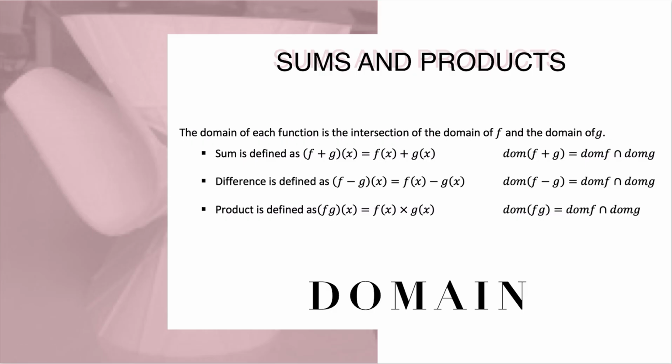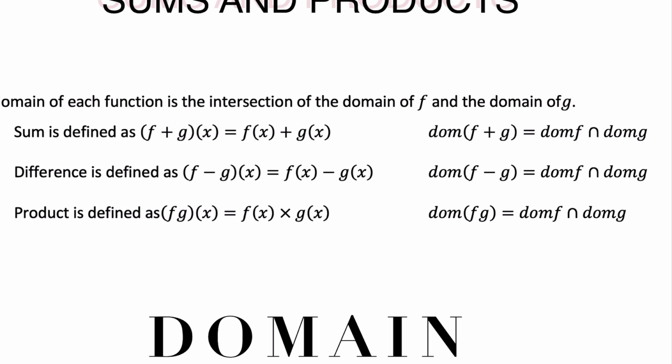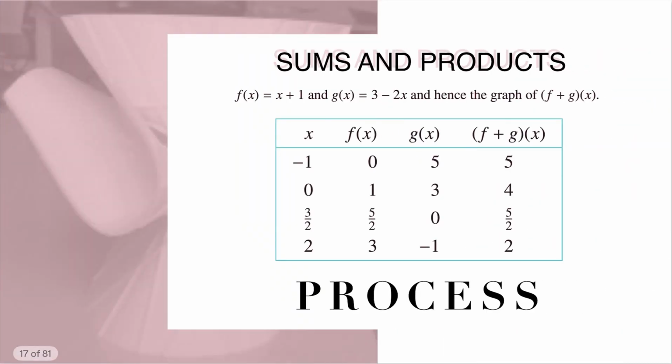In terms of the domain, it's quite straightforward. It's always just whatever the intersection is between the two. So it's whatever is common to both. So the domain of f plus g, f minus g, or f times g is always just whatever they have in common between the two. That's where the new function is going to exist.